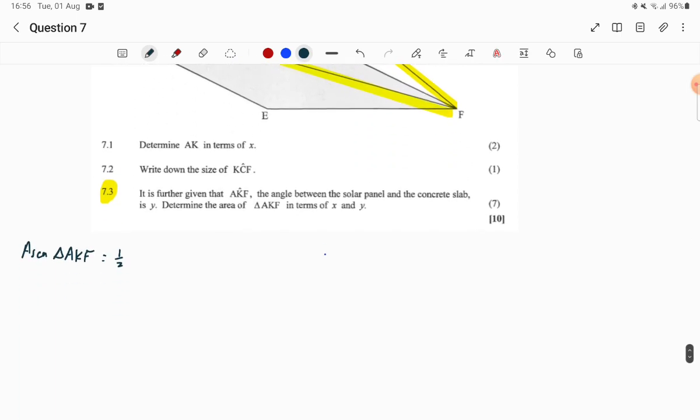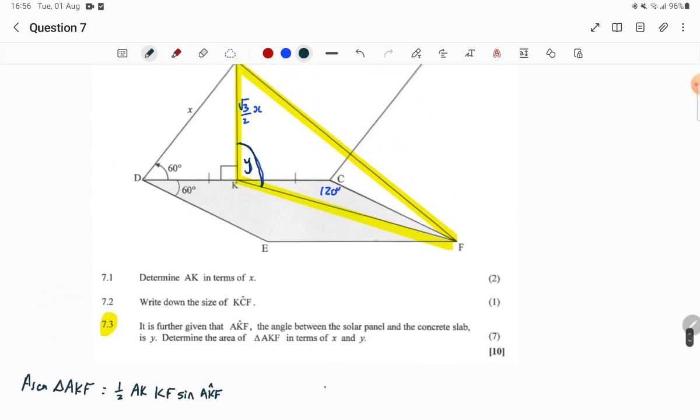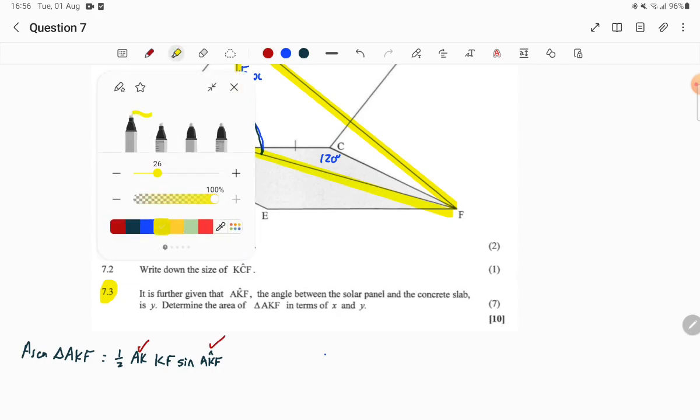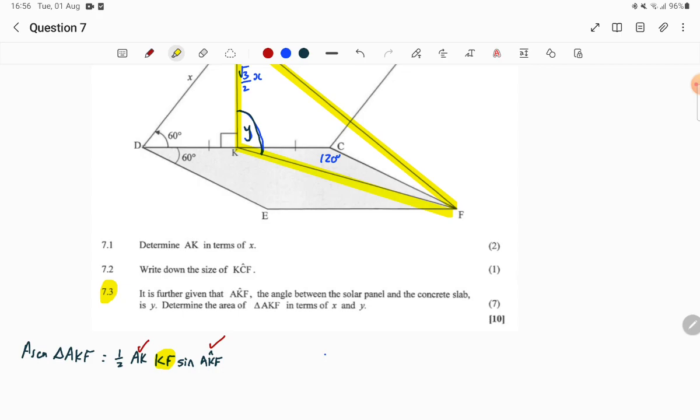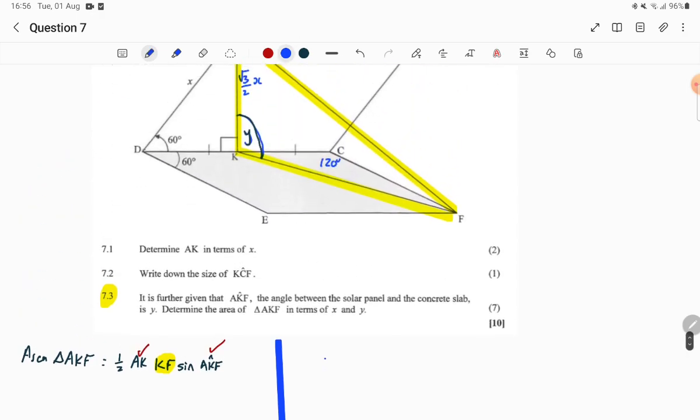So half AK times KF sine of AKF. If we look at it, we have AK and we have the angle. The only thing we don't have is KF, so that's what we're going to need to work out. Before we go any further, we cannot work out the area. We need to work out our unknown here.